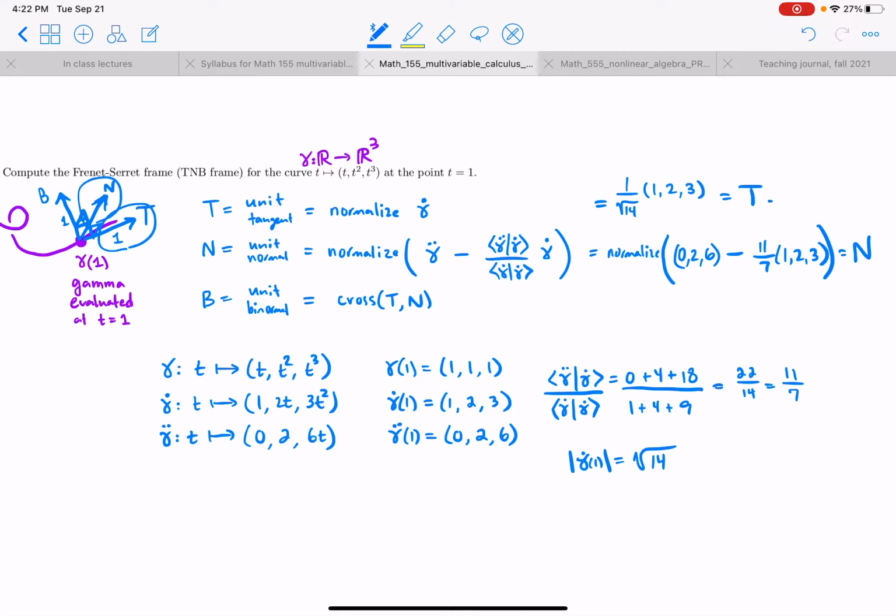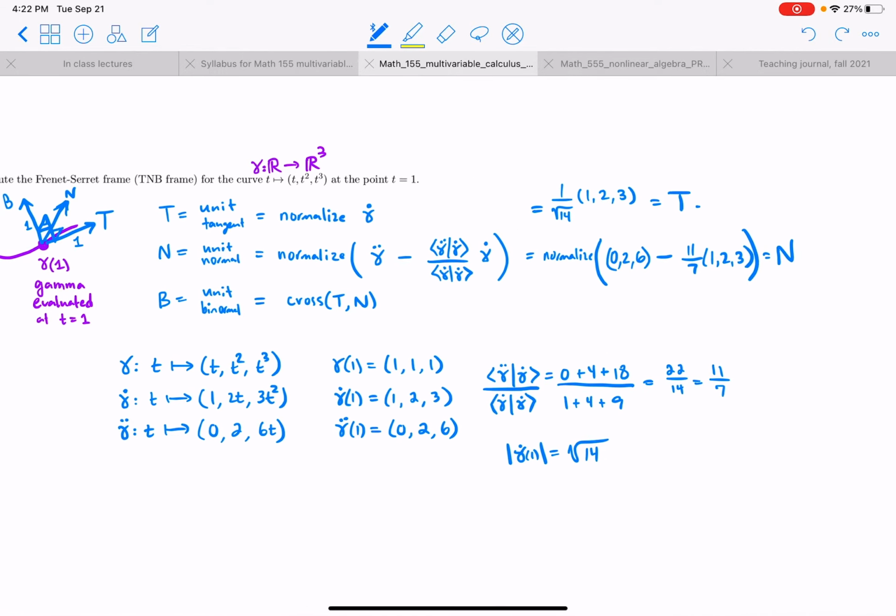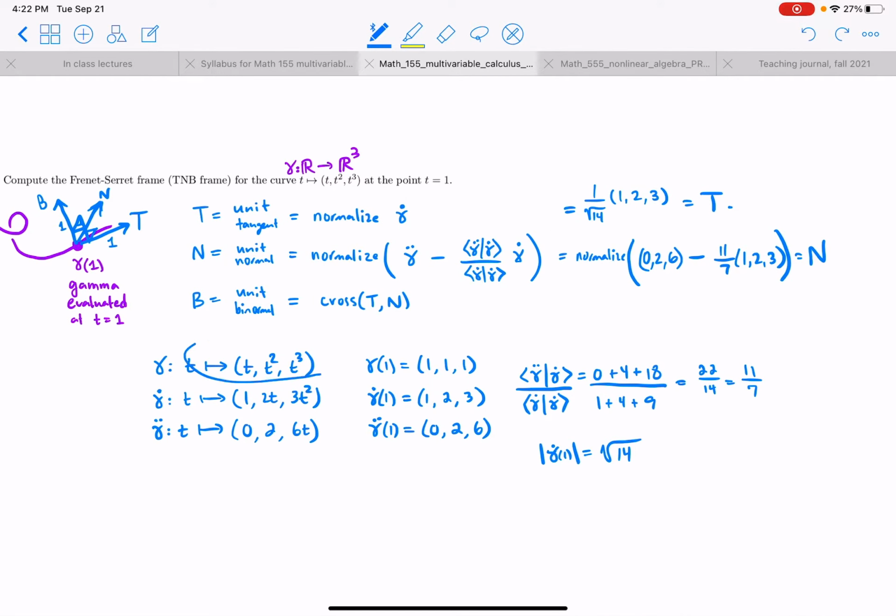We were getting the t and b, and we thought about how to get them. We normalized the velocity, and then we normalized the acceleration minus its component in the velocity, and then we take their cross product to get that third orthogonal vector. That's it. How did we do that? We took the original curve and its derivative and its second derivative. We plugged in at t equals 1, and then we just computed these dot products, essentially projecting the acceleration normal to the velocity to create the unit normal.